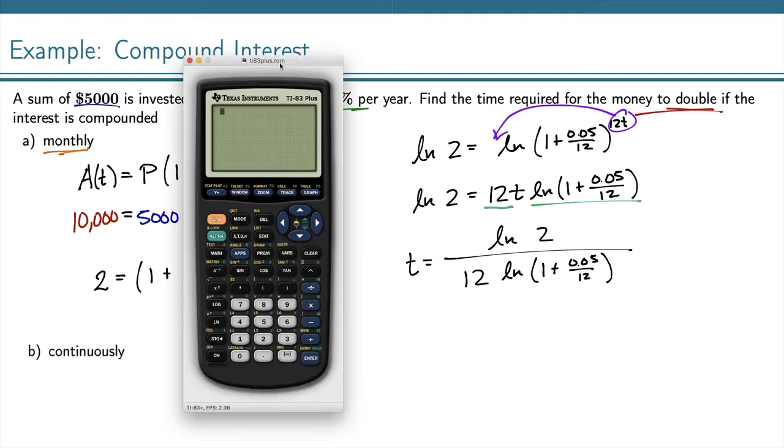Now we're ready to just go ahead and plug this into our calculator. We've got the natural log of 2, and we're dividing that by, and I'll use parentheses here to be safe, 12 times the natural log of 1 plus 0.05 over 12. Close parentheses on the natural log and close parentheses for the denominator. Hit enter, and we get, we'll round this to 2 decimal places, 13.89.